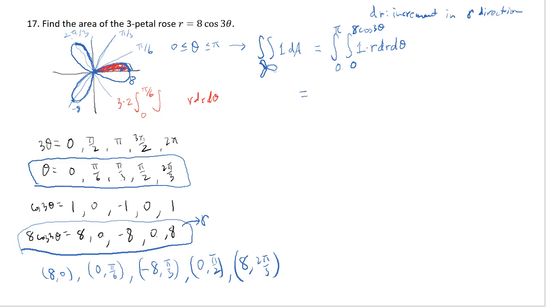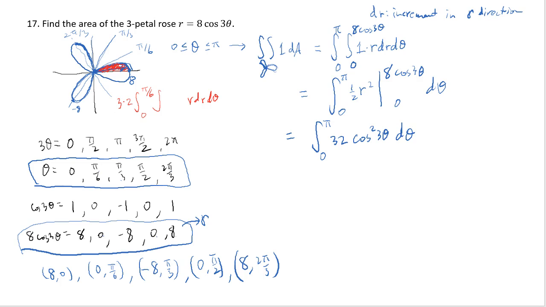All right, so let's continue. 1 times r is r, and if you integrate r dr, you get 1/2 r squared. And you have to plug in 8 cosine 3 theta and 0, with theta from 0 to pi. And then when this goes in, 8 squared is 64, and divided by 2, that's 32, cosine 3 theta squared. And when you plug in 0, there's nothing. 0 gives you 0.